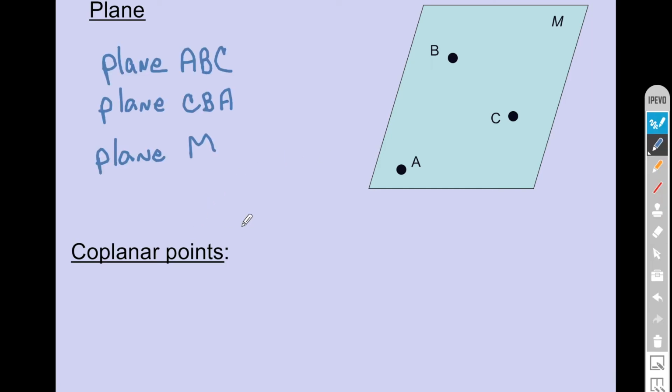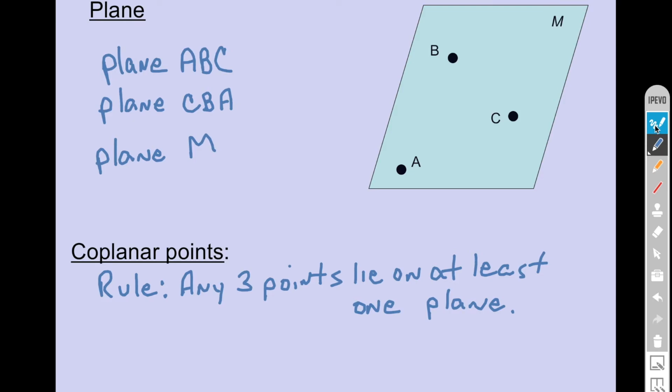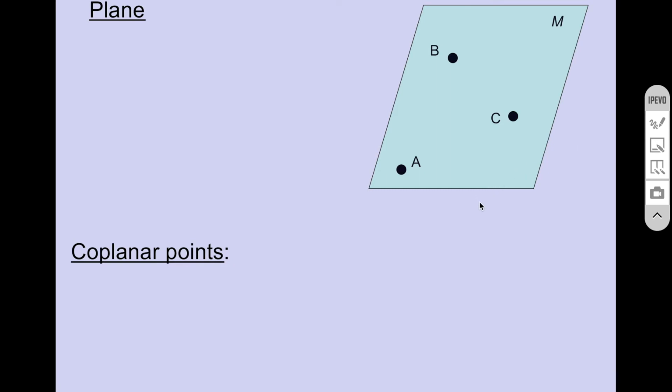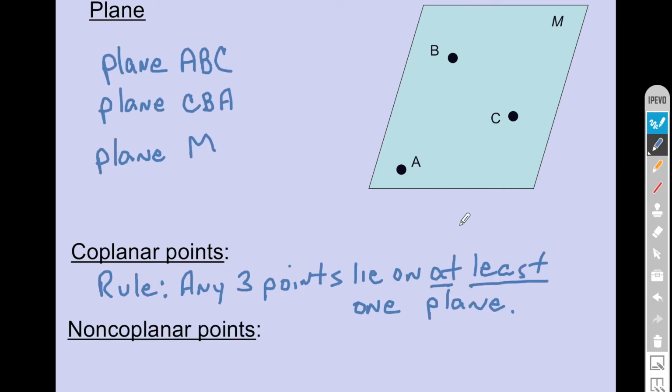Now coplanar points are points that lie on the same plane. And here's our rule: any 3 points lie on at least one plane. Key here is at least one plane. So if anybody says, are points A, B, and C coplanar, your answer has to be yes, because they said 3 points. Next one is going to be non-coplanar points.